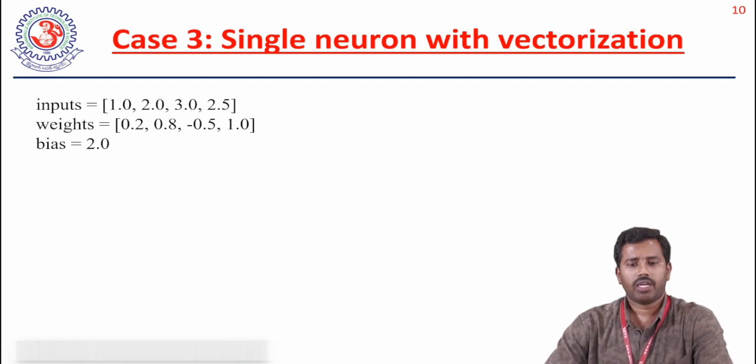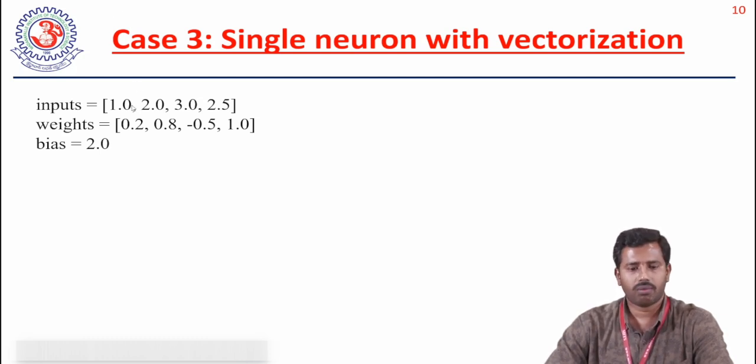Now case 3, which represents the same single neuron, and how it can be implemented through vectorization. Vectorization is nothing but using predefined libraries through NumPy, so that NumPy will hide all this manual tracing. You simply import NumPy and use some predefined functions, and automatically in the background NumPy will calculate the weighted sum along with the addition of bias.